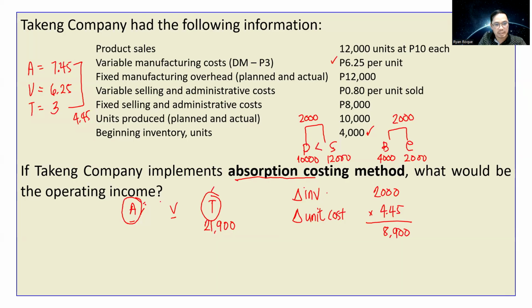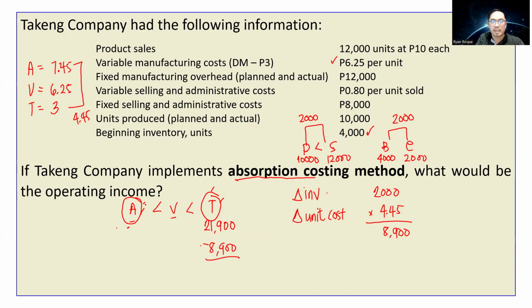So therefore, A is less than V and less than T. Remember, income under absorption should be less than the income under throughput. If the difference in their income is 8,900, therefore, the income under absorption should be less. So we will deduct 8,900.